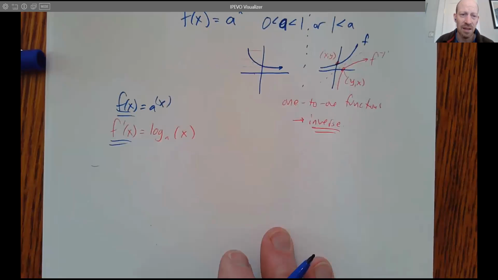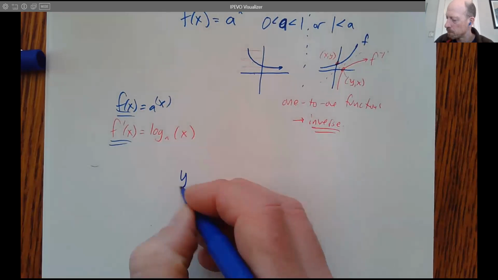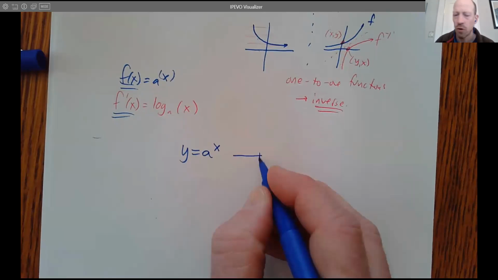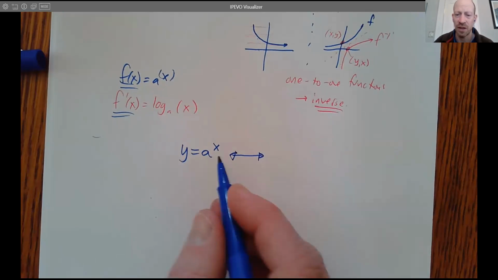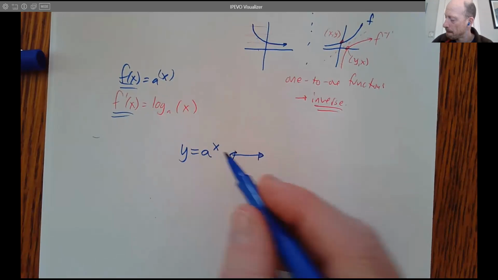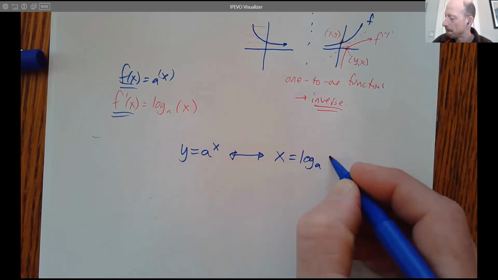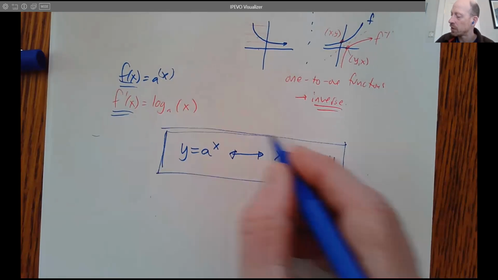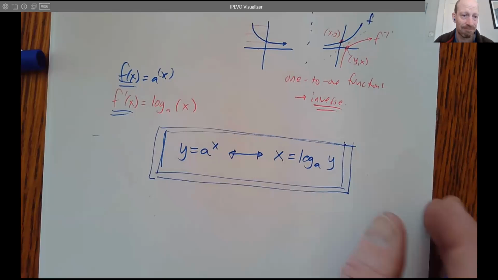The relationship here is given by the function and its inverse. To make that more useful, we can remember that for a function and its inverse, we switch the inputs and the outputs. So if y equals a to the x, then x is going to equal the log base a of y. And if you're going to remember one thing from this section, this would be it, easily.